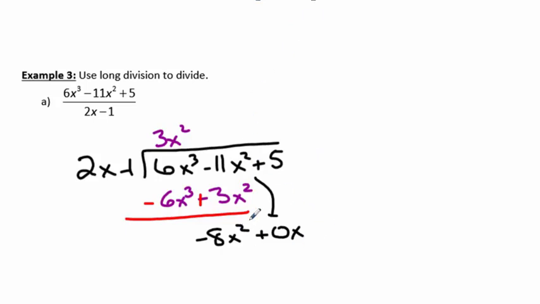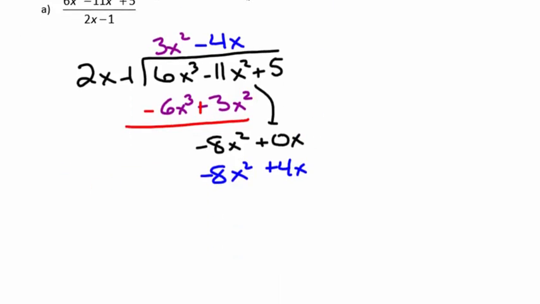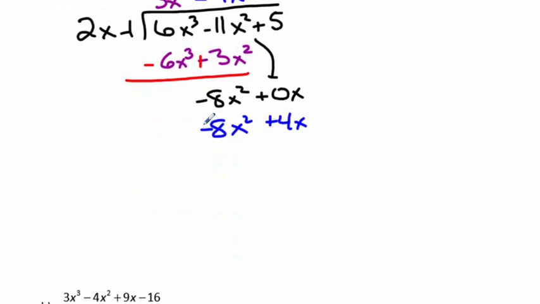And let's keep going. What do you need to multiply 2x by to get negative 8x squared? That'd be negative 4x. Negative 4x times 2x is negative 8x squared, and negative 4x times a negative 1 is going to be a positive 4x. Now we subtract. When we subtract, the negative is going to make it a positive and a negative. Okay? So negative and positive add to 0, and 0 minus 4 is negative 4x.